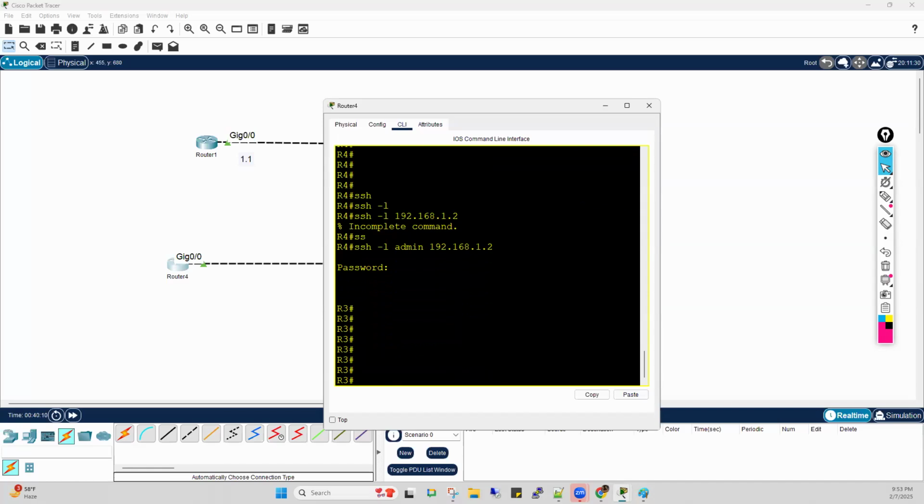We are on router number 4, but from router number 4, I access router number 3. Getting my point, yes or no?